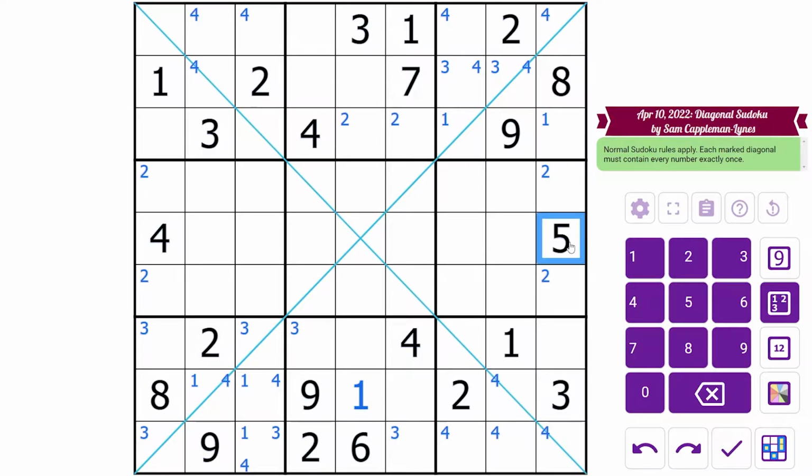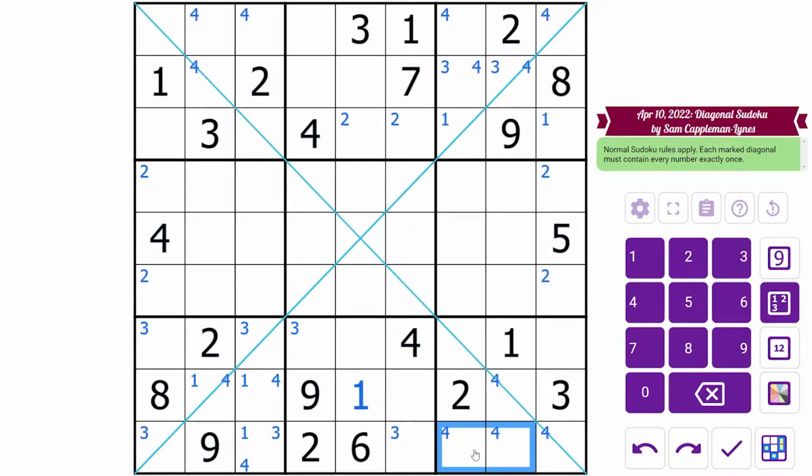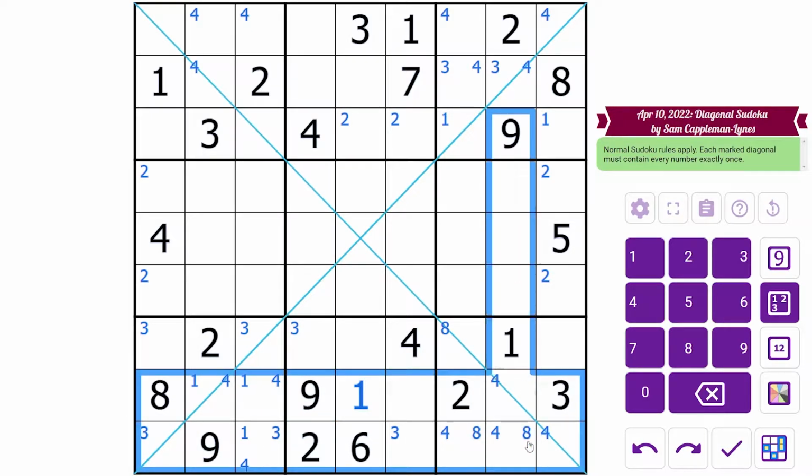Moving on to 5s, we have no information on 5s except for this 1. 6, 7, 8s, 8s are here, and 9s. Looks like we get a bit of information on 9s, but they are put here.